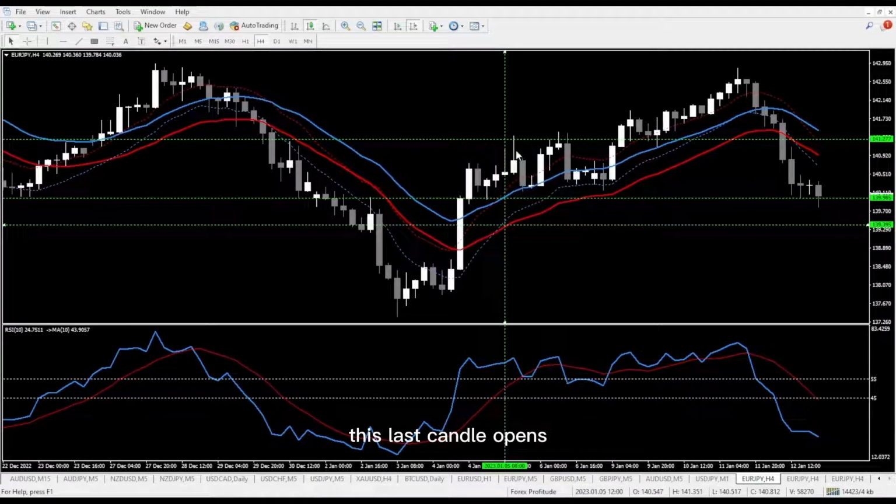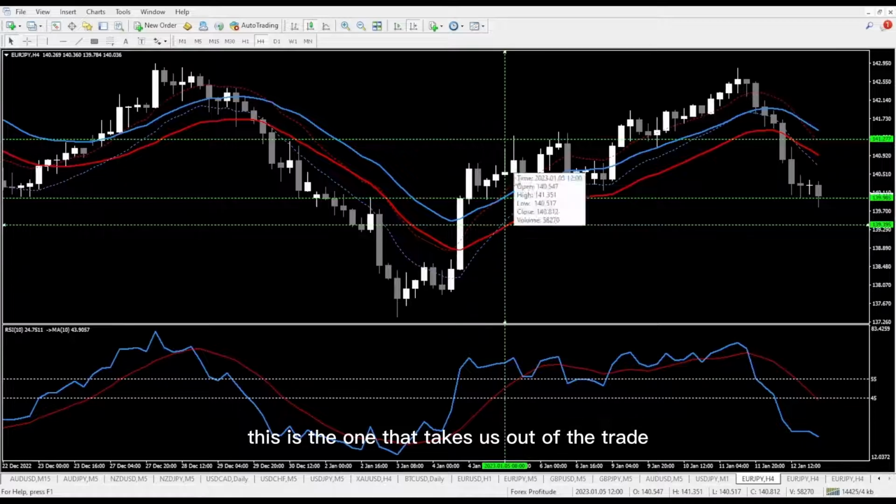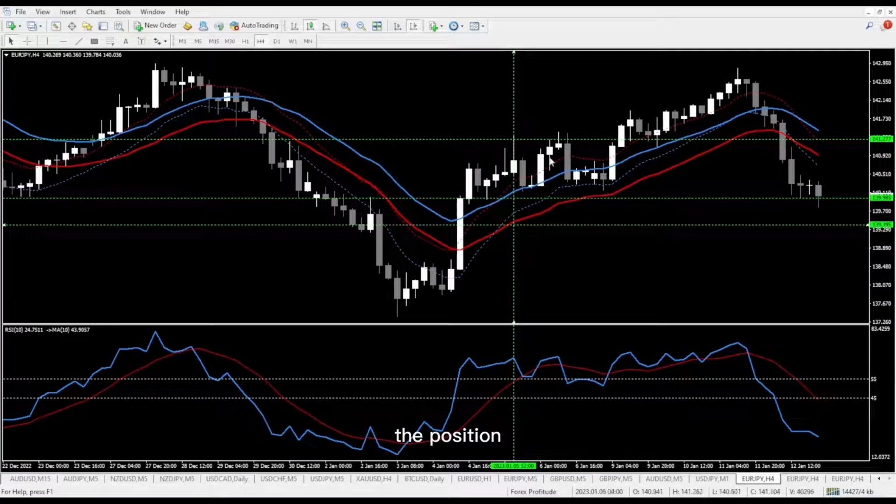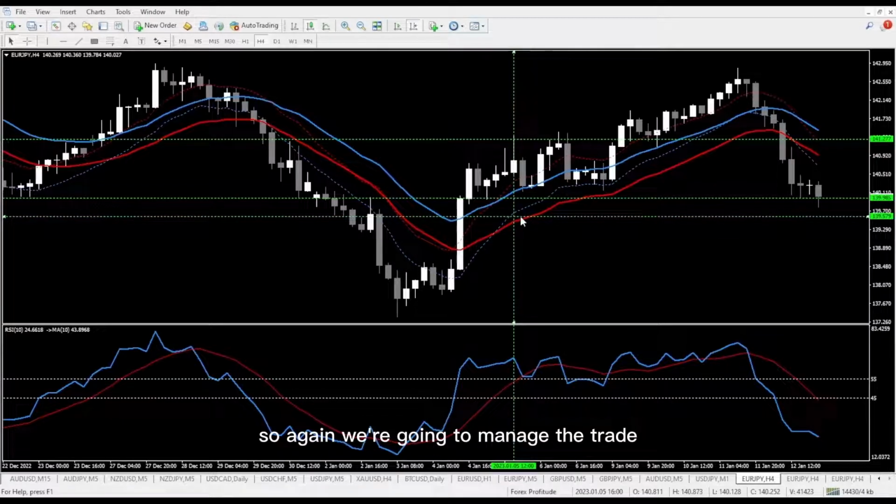This last candle opens. This is the one that takes us out of the trade, but when it opens, the position of that 10 EMA changes. So again, we're going to manage the trade. So this is where we ultimately end up with the position of our stop loss.